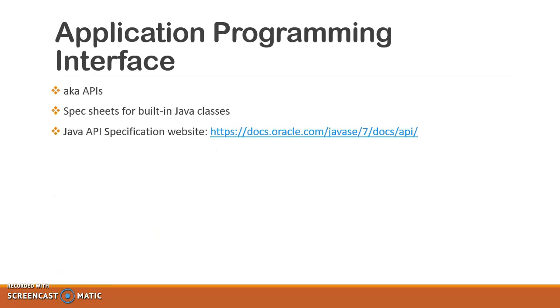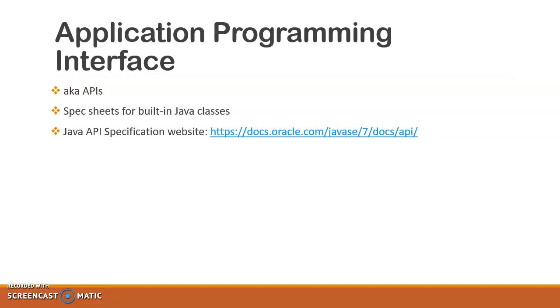Application Programming Interfaces, or APIs, are specification sheets for each built-in Java class. These spec sheets provide summaries of the built-in Java classes as well as the constructors and methods available with each. APIs are compiled and stored on the Java API specification website. That's its link on the screen right there. This web resource is highly beneficial.